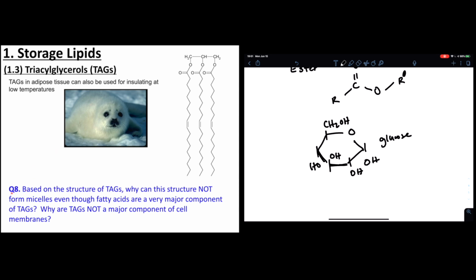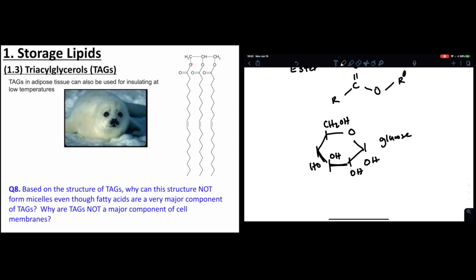So let's answer question 8. It's a conceptual question. It says, based on the structure of TAGs, why can this structure not form micelles even though fatty acids are a very major component of TAGs? Right? So this is the structure of TAG again. And why can we not form micelles with them? The reason is because once you connect these fatty acids to the glycerol, it loses its charge. That's a big one. Okay, so it attracts fewer water molecules.